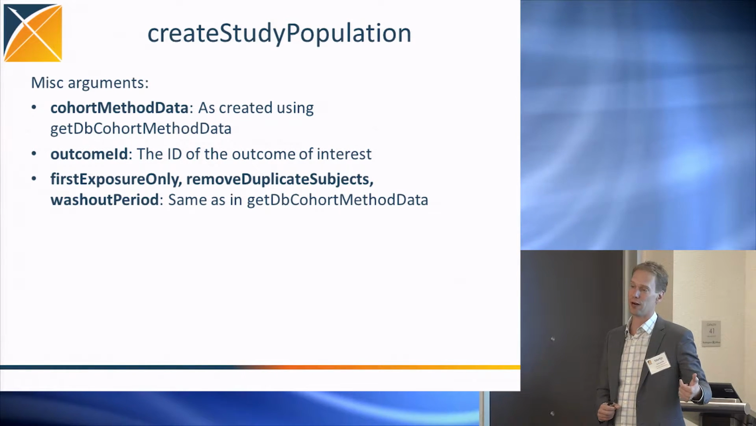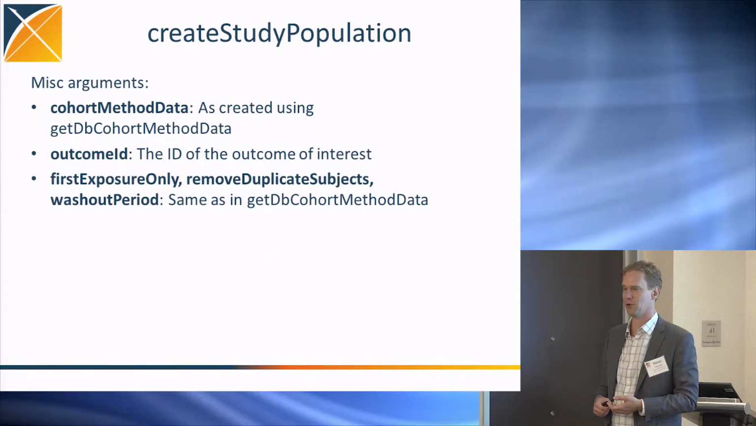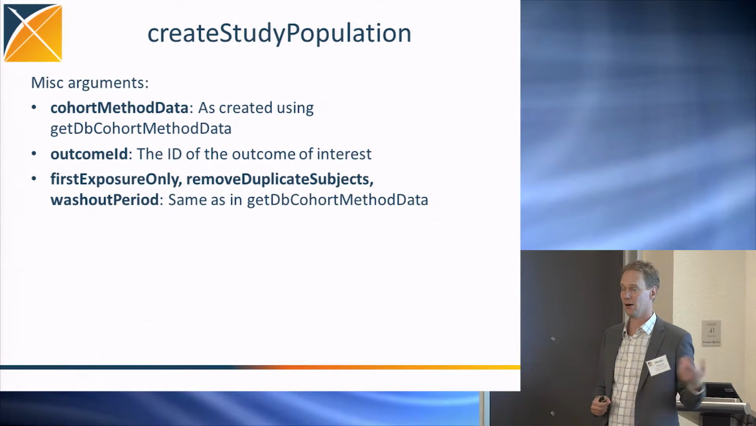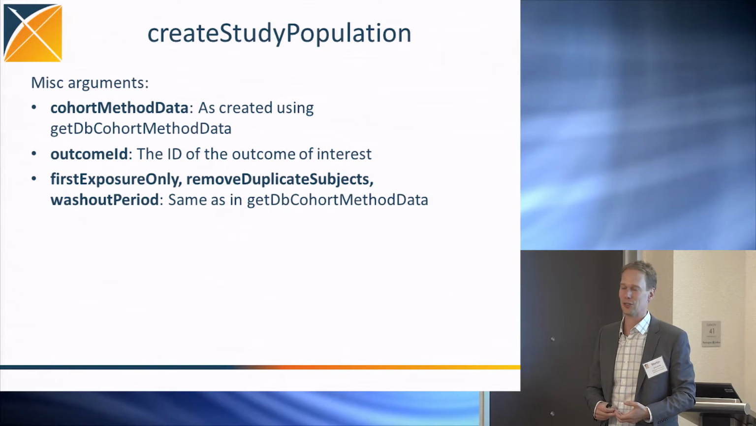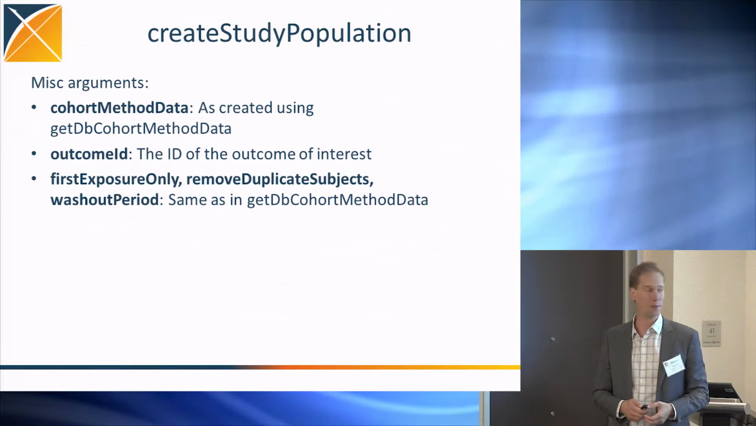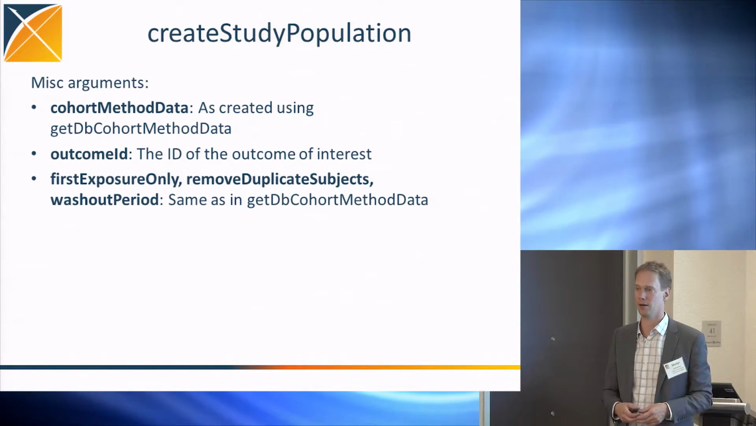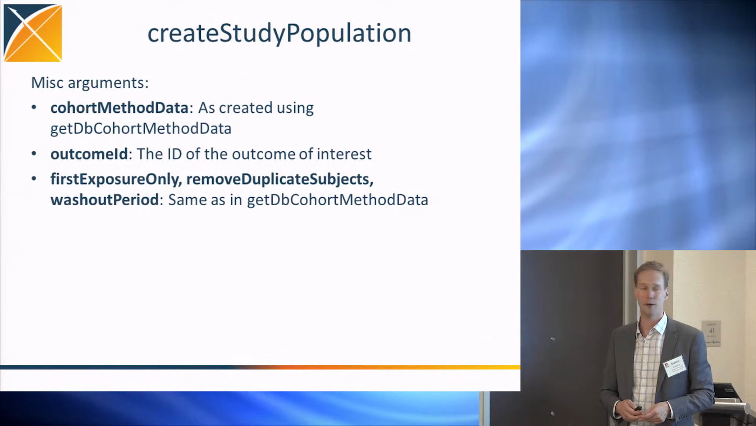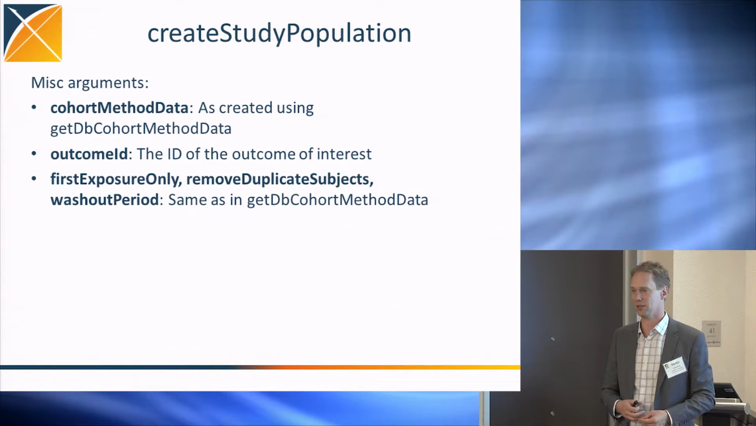If you're using the drug era table, every person can have hundreds of exposures to the same drug. Usually in a new user cohort design, you're just interested in the first one. So here you can say restrict to the first one, if you didn't do that already before, and remove duplicate subjects. Usually you don't want people that are in both cohorts. And washout period is require at least 365 days, for example.